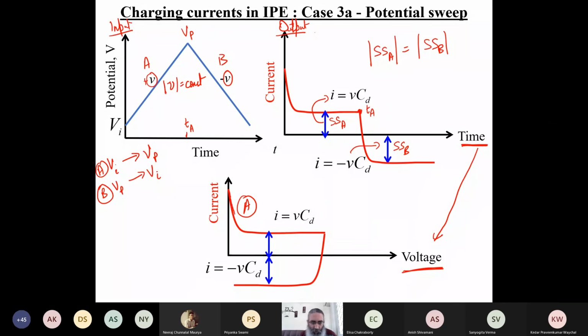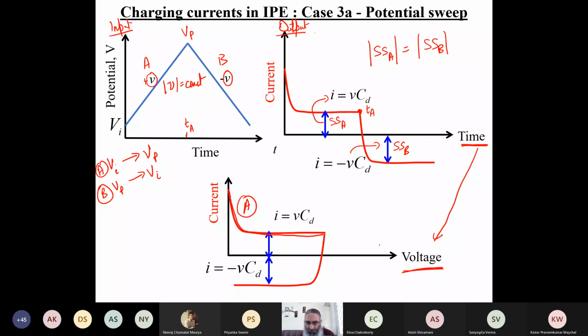Okay, so there is a transient part and then a steady state part, where the steady state current is going to be equal to plus nu CD. And from this point I can't continue, because time can't go negative. That doesn't make sense. Time progression is only in one direction, so I put this curve here.